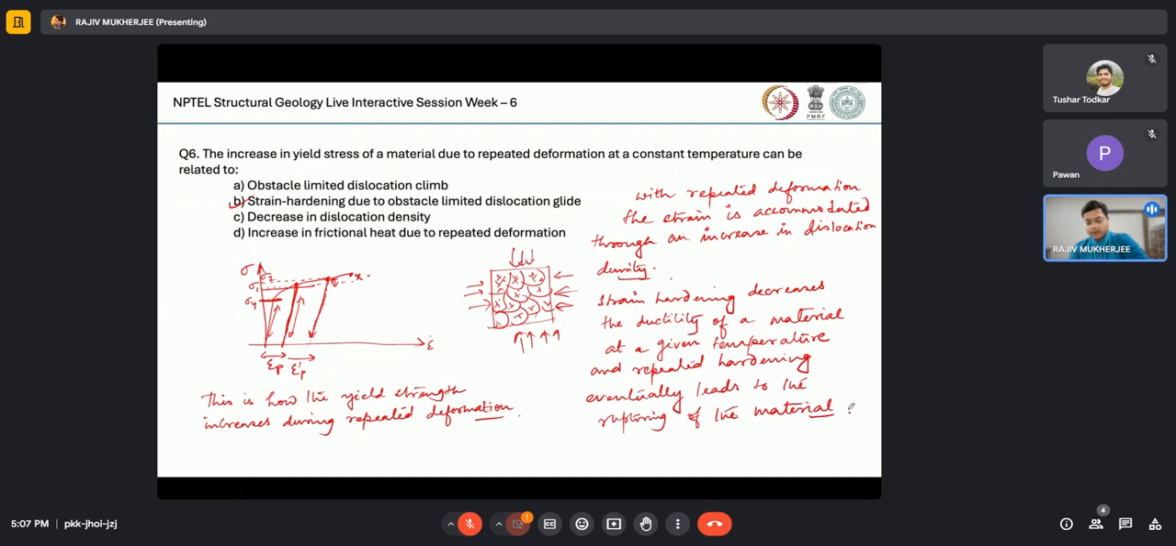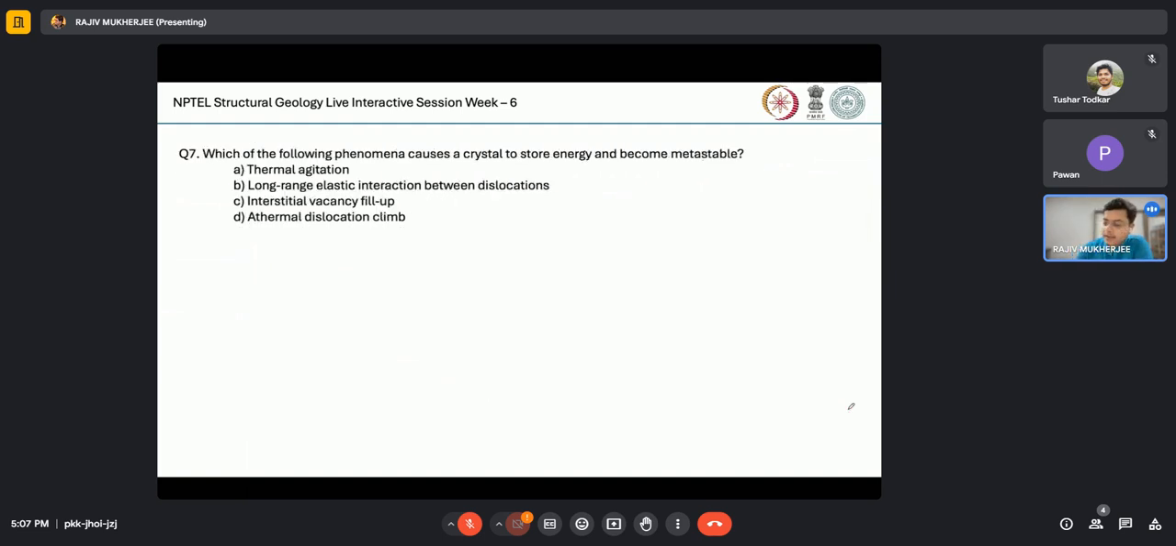Okay, so we move on to the next question, which is question number 7, which says: which of the following phenomena causes a crystal to store energy and become metastable? Thermal agitation, long-range elastic interactions between dislocations, and interstitial vacancy fill-up. And option D is athermal dislocation climb.